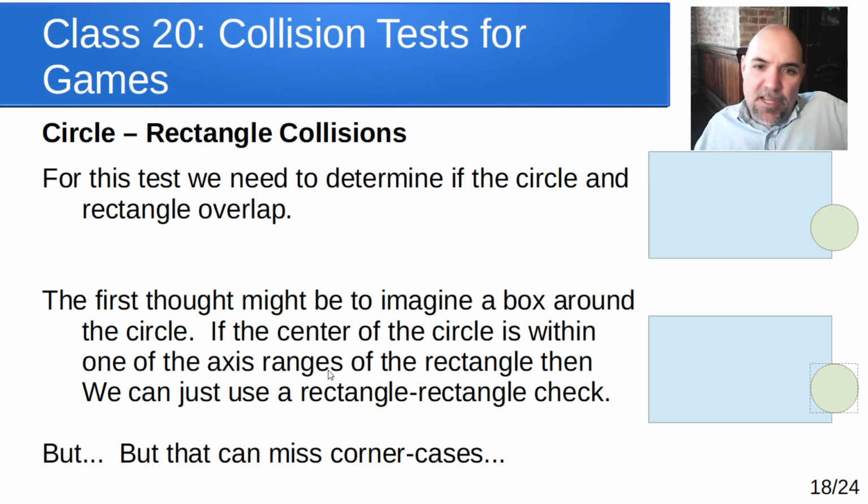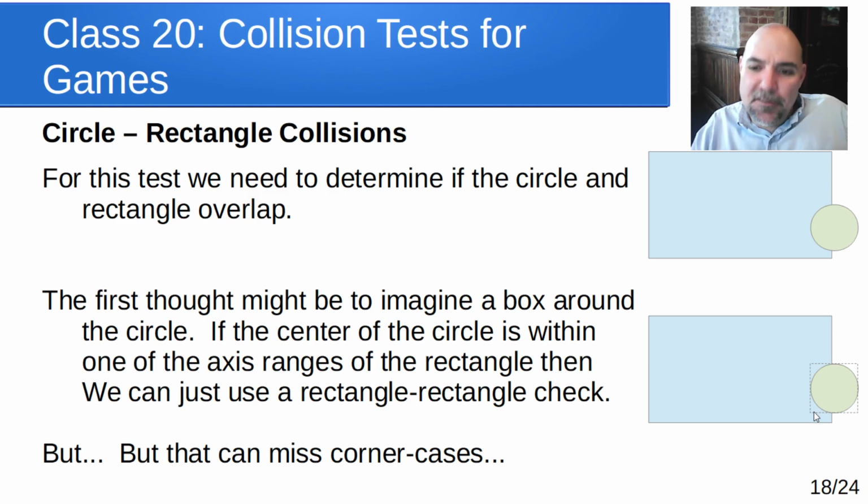Now, circle-rectangle collisions. This gets a little more complicated. And in this case, for that test, we need to determine if the circle and rectangle overlap. Now, the first thought might be to imagine a box around the circle and just see if that overlaps. But you might notice that there are cases with that where the box around the circle would indicate an overlap where there was none.